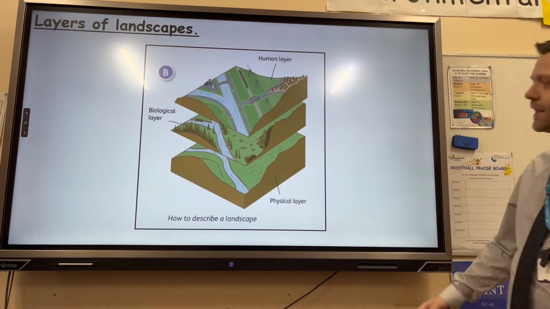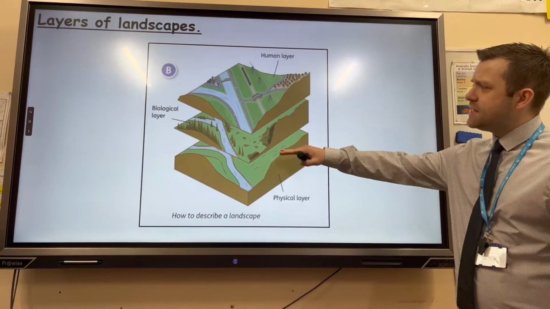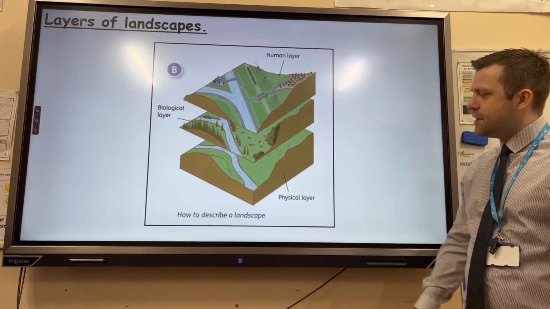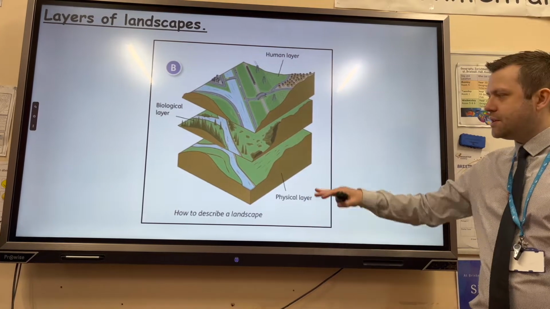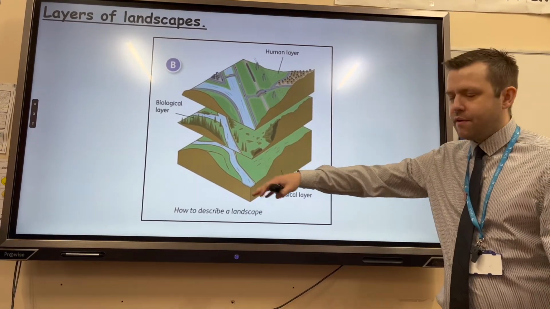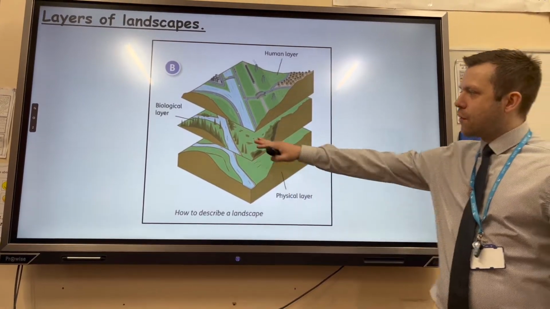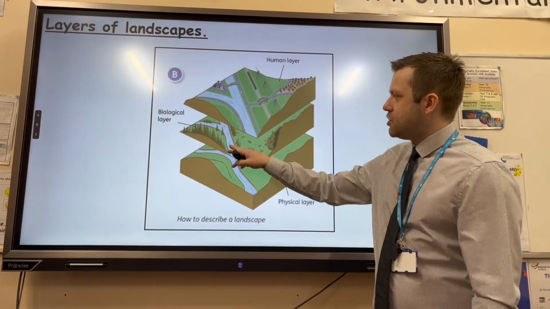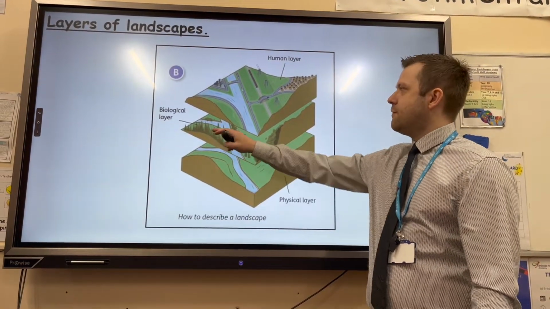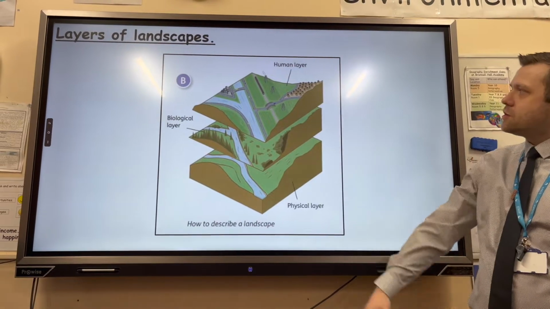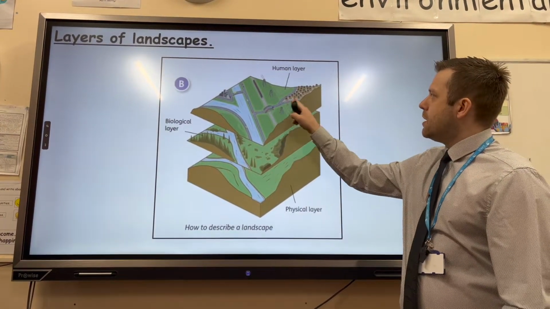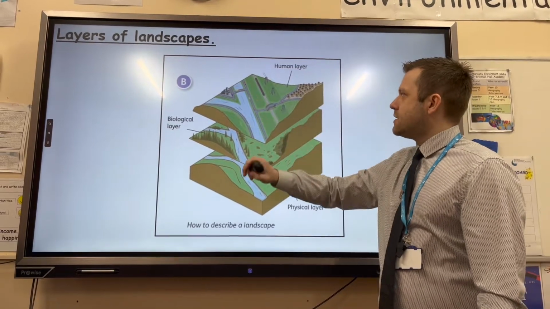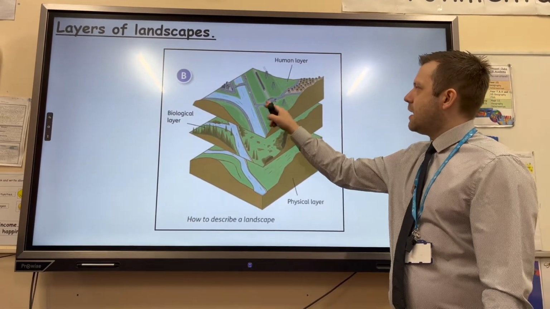Now, if we take a landscape and we split it into these three distinctive layers, we can see the base layer is the physical layer. So as we've just said, this is the mountains and the way that rivers and weather have shaped the land. We've got the biological layer, such as the vegetation, so it might be a bush next to a river or a forest. And finally, on top of there, we've got the human layer.